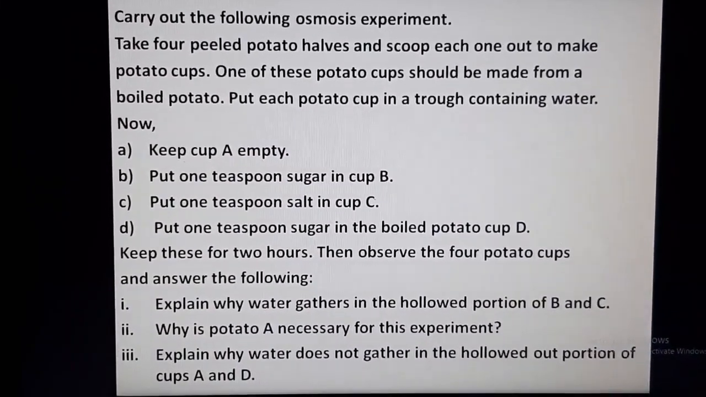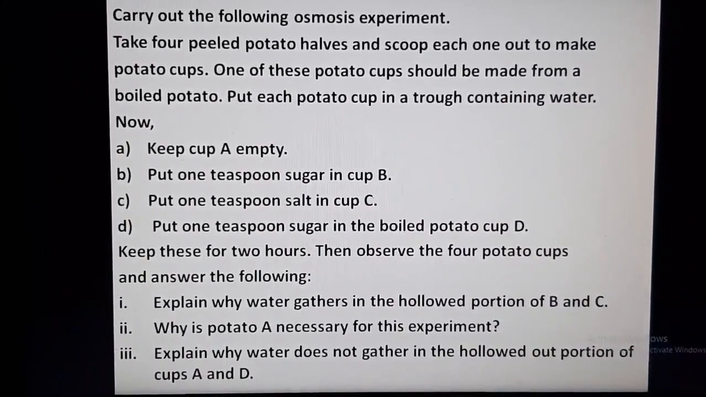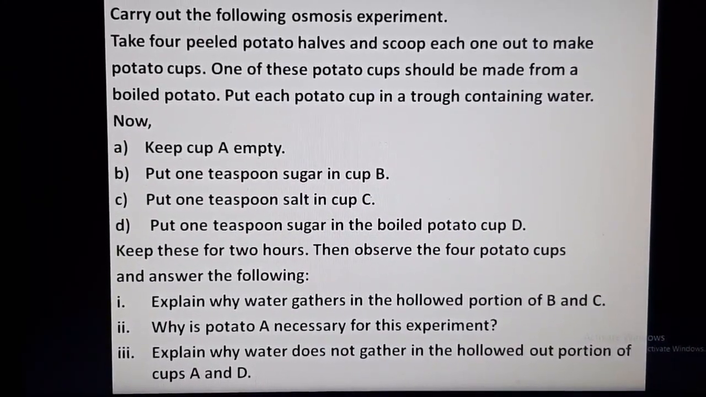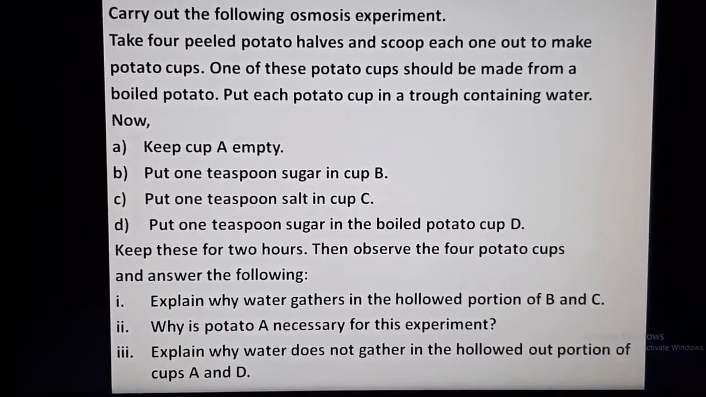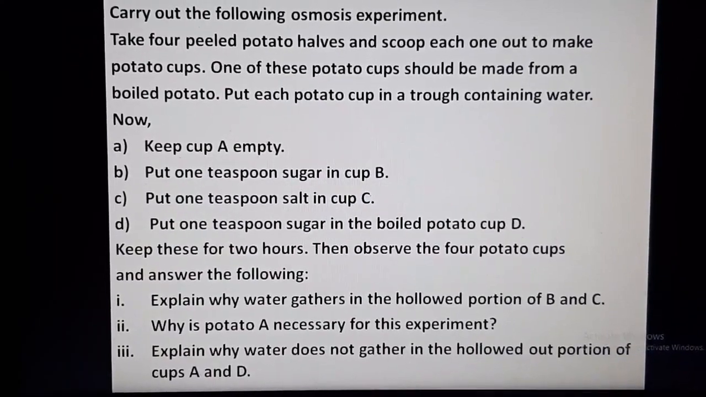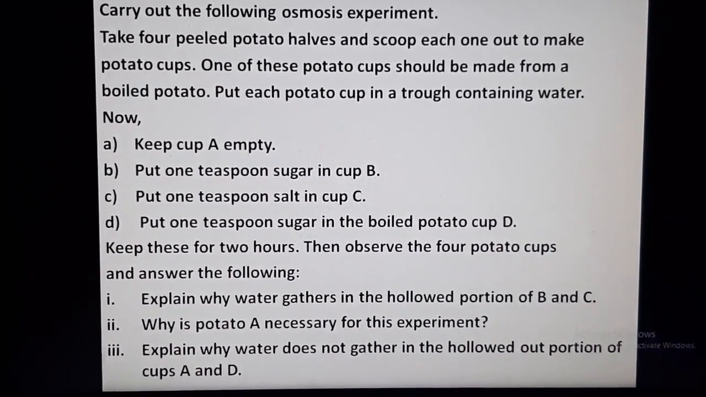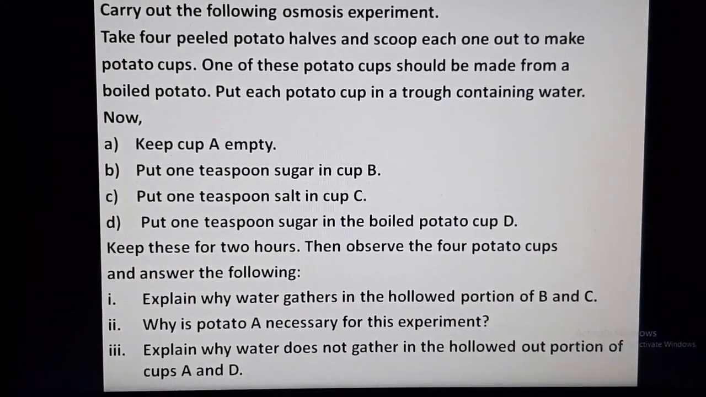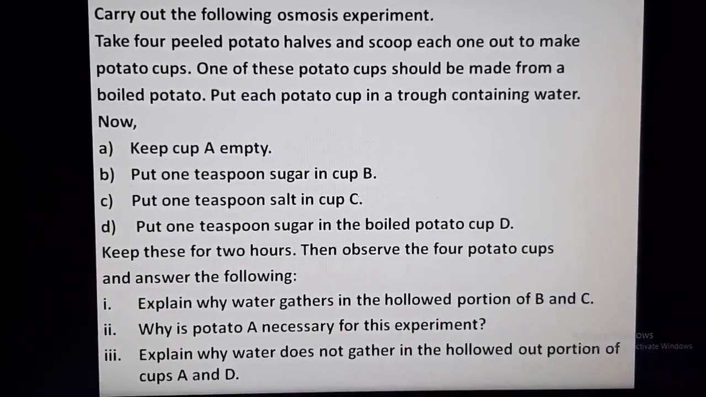Question number 1: explain why water gathers in the hollowed portion of B and C. Second, why is potato A necessary for this experiment? Third, explain why water does not gather in the hollowed out portion of cups A and D. So this was the last question.